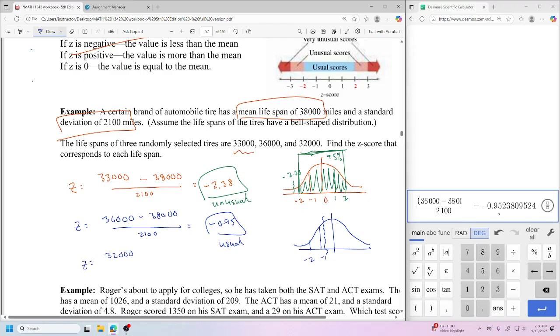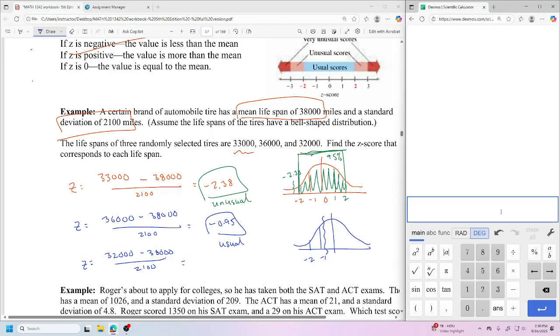All right, last one. 32,000. Knowing what we've seen, is this going to be unusual? Is this unusual? What do you think? Yeah, this one definitely should be, for sure. Because it's even less than the other one.